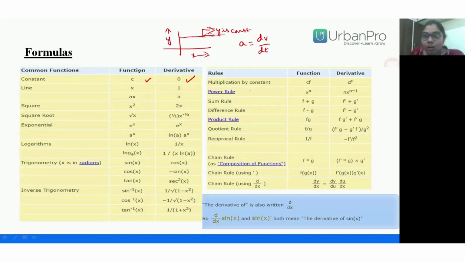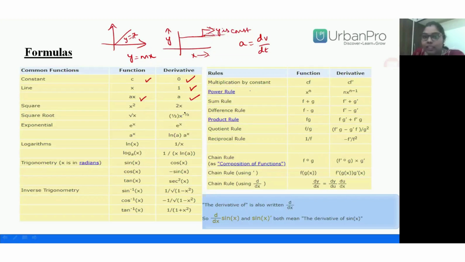And for the function x, it means y equal to mx, you know, right? If it is x, it will be like this, y equal to x. What is the equation of the line passing through the origin? That is y equal to mx. So when we compare this, we get m equal to 1. So the slope is 1, and that's why the derivative is 1. Simple. And for ax also, if you put a, then we get a. Here it will be y equal to ax, then the slope is a. Similarly, we have a lot of formulas to follow.